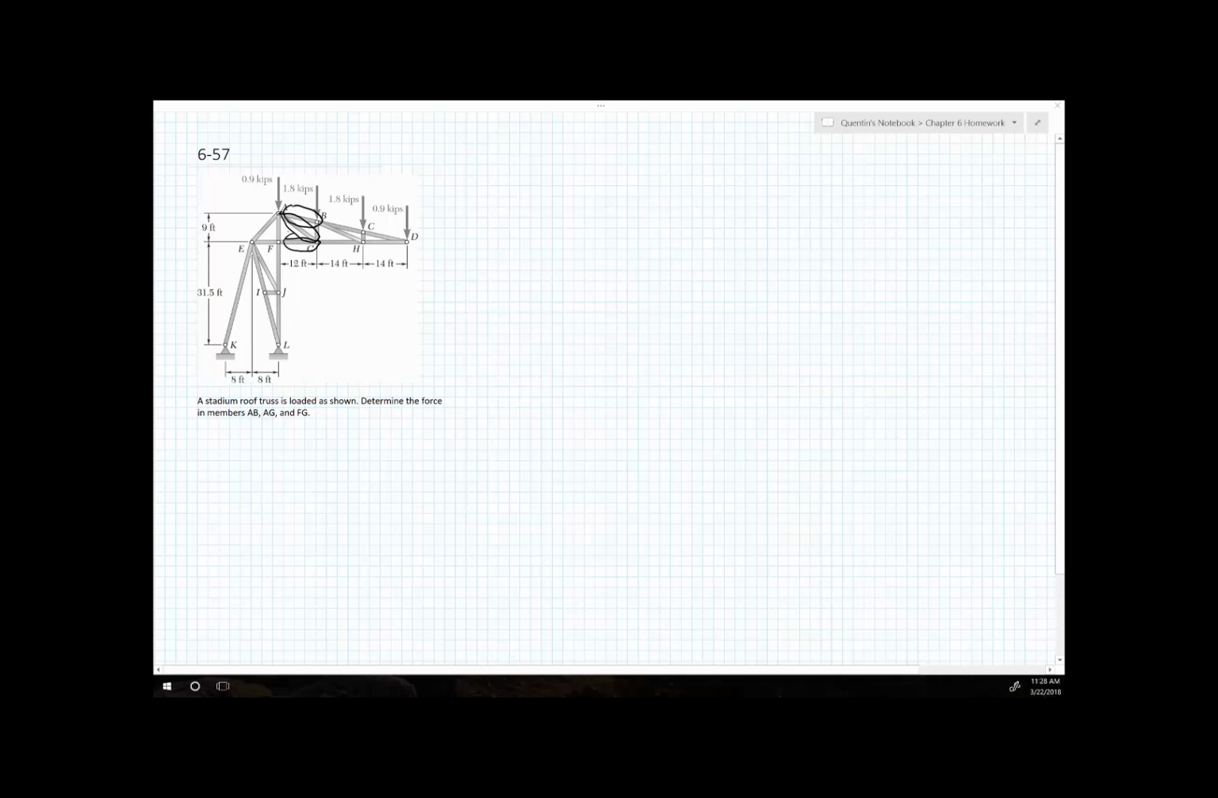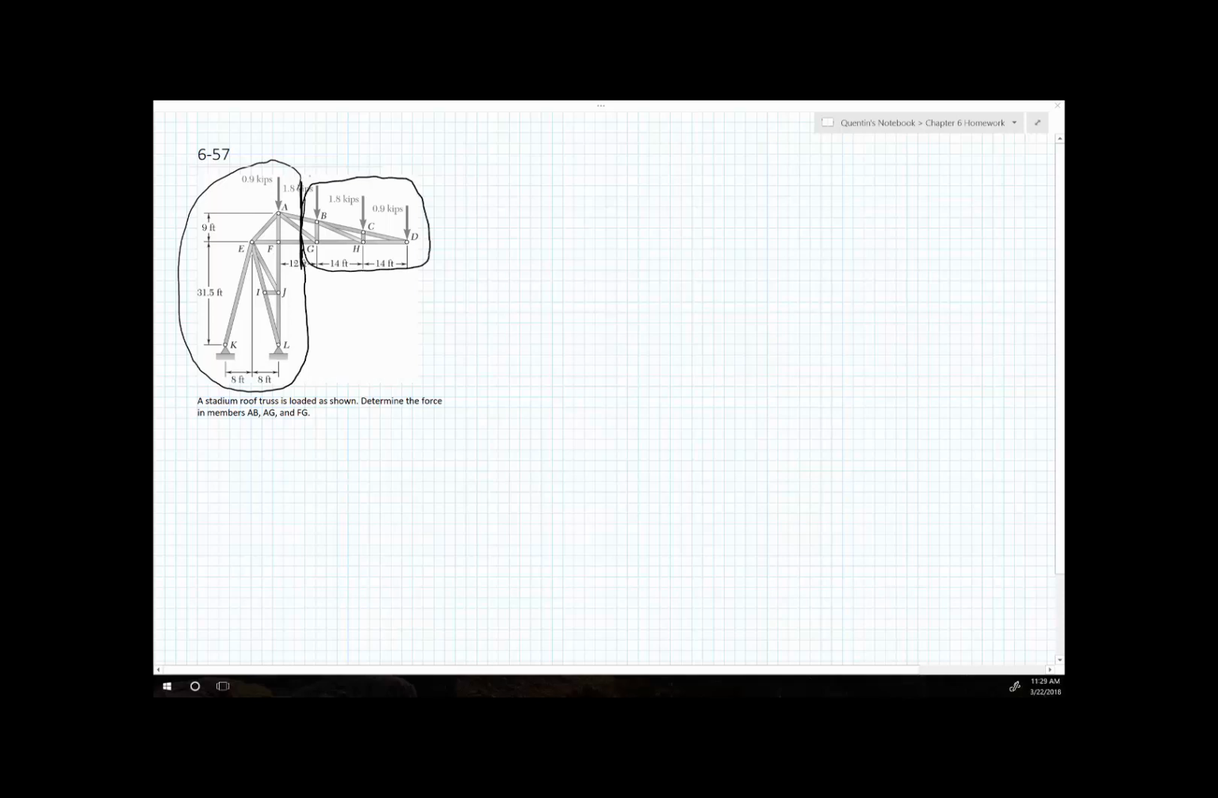So hopefully that screams at you, hey, I should use a method of sections, because if I pass it right through here, then I'm going to have my three unknowns, and that's all I have to solve for, and I am good to go. So the question is, do I take this section, or do I take this section?